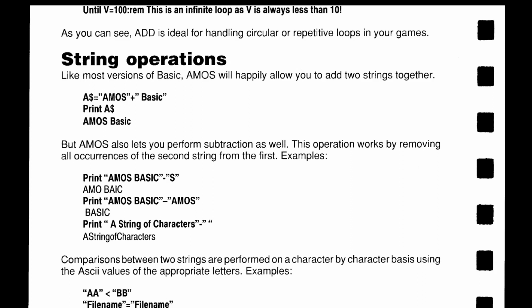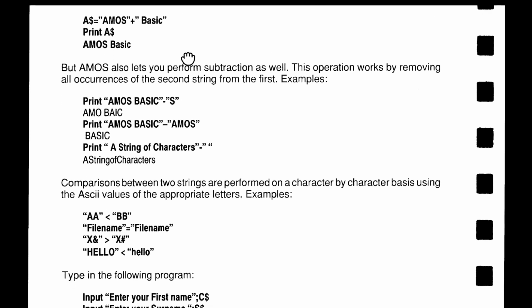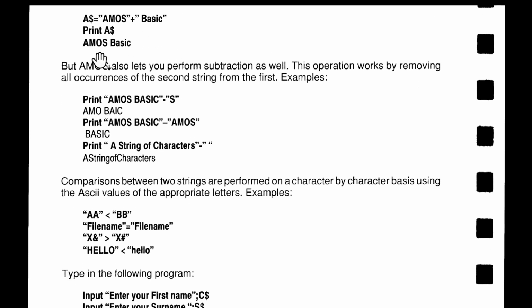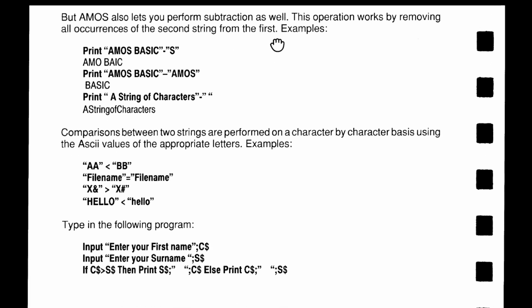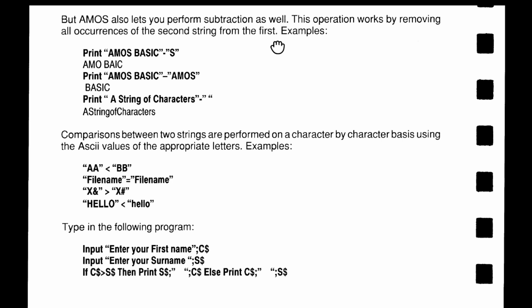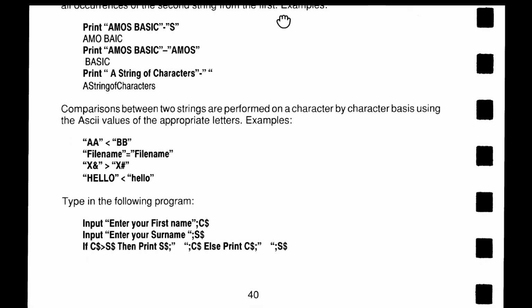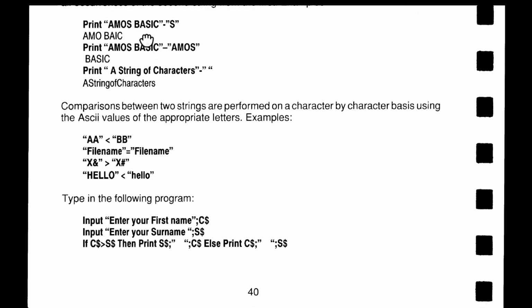String operations. Like most versions of BASIC, AMOS will happily allow you to add two strings together. A$ equals "AMOS" plus "BASIC". Print A$. AMOS BASIC. But AMOS also lets you perform subtraction as well. This operation works by removing all occurrences of the second string from the first. Examples: Print "AMOS BASIC" minus "S" gives AMOBAIC. Print "AMOS BASIC" minus "AMOS" gives BASIC.